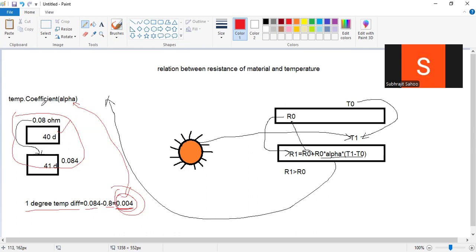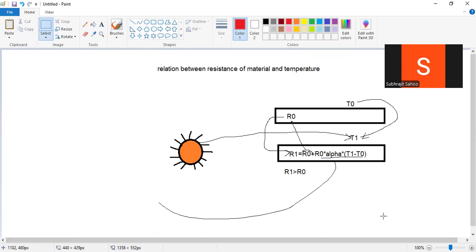Sir, what is the definition of temperature coefficient? Temperature coefficient is defined as the relative change in resistance per unit degree difference in temperature. Very simple definition. Now observe here: alpha R naught alpha into T1 minus T naught. This much resistance is changed.